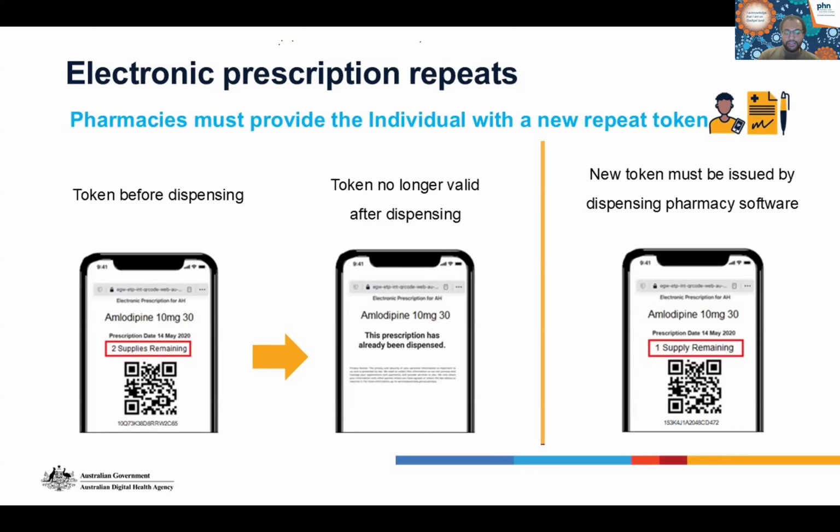And then onto the second screen, if the token is no longer valid after dispensing, it will tell you that the prescription has already been dispensed. A new token will be sent to you from the pharmacy dispensing software, and in this case, it'll tell you there is one supply remaining.